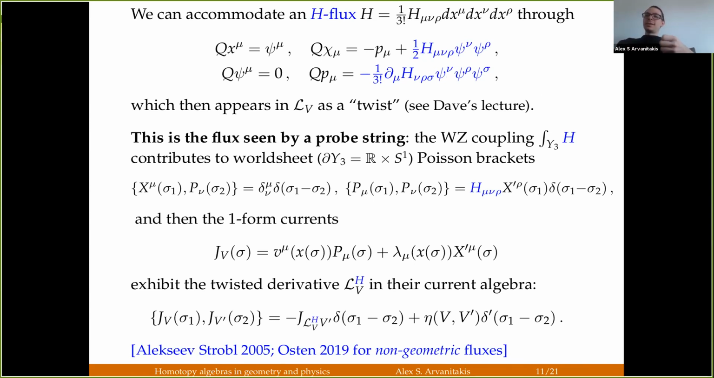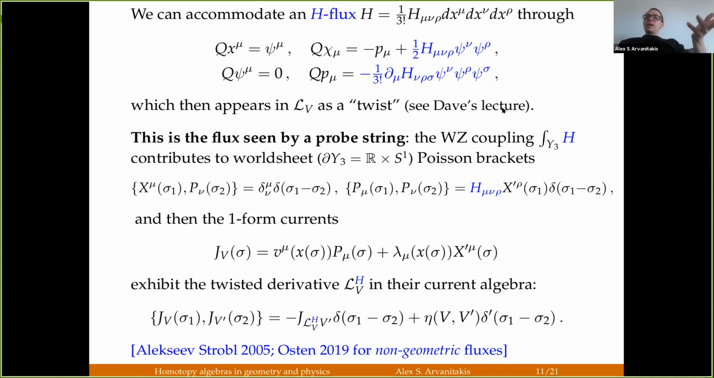So this is the same as a twist of the generalized Dorfman derivative by an H-flux, which appeared, I think, in Dave's lecture. And in fact, I like to argue here that this is exactly the same flux seen by a probe string.